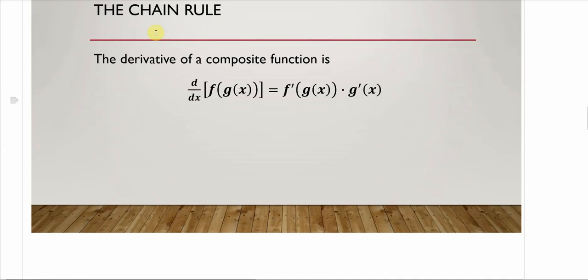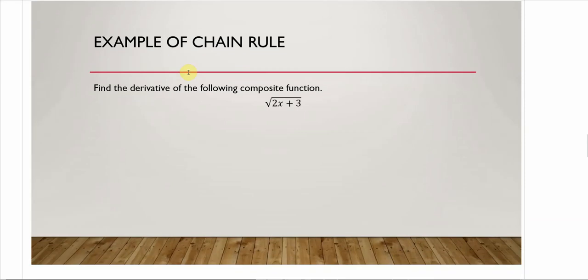Okay, so what's the derivative using the chain rule? The derivative, if I have f of g of x, is going to be f prime of g of x times g prime of x. All right, so basically you're going to take the derivative of the function, forget about the function within the function, and then you're going to multiply it times the derivative of the interior function. Okay, all right, here we go.